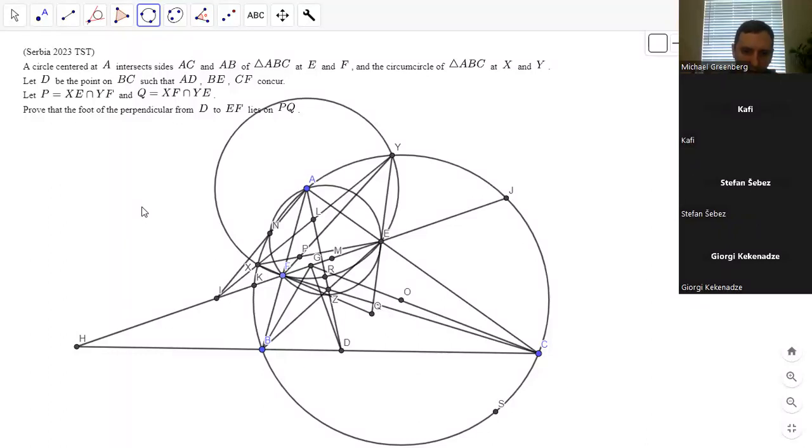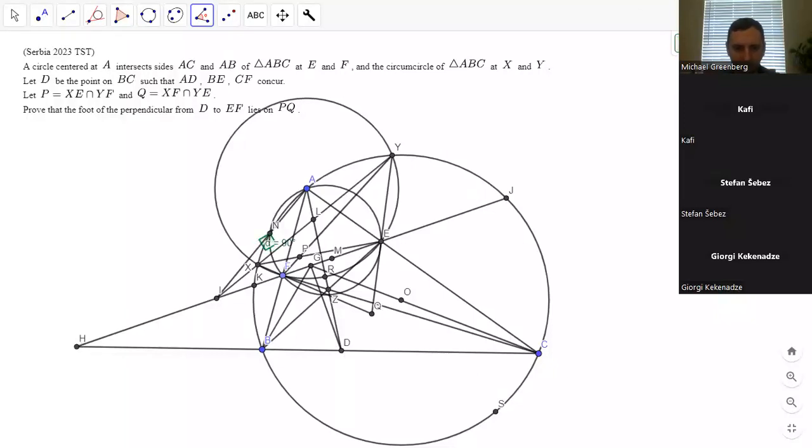I guess NFE is similar to NBC. And so, oh, you know what? I think because ND is the angle bisector. Now I'm just getting confused. So I think, is HND 90 degrees? I'm just going in circles now in my head.